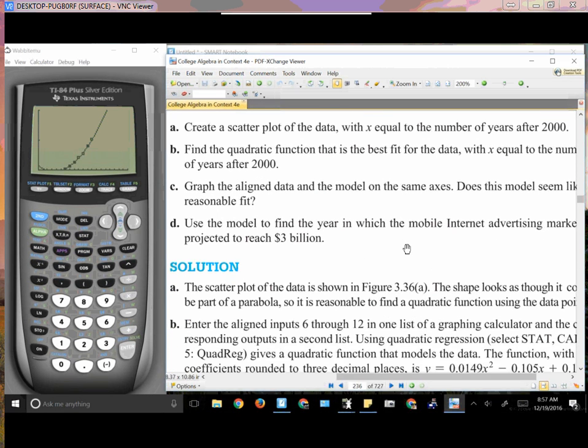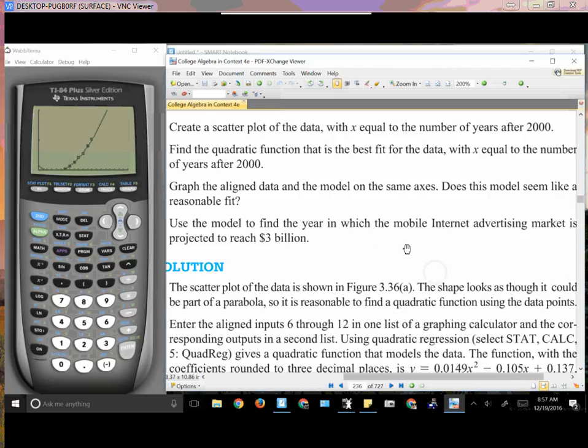Now it says graph the aligned data. Yeah, seems a reasonable fit. Now it says use the model to find the year in which the mobile advertising market is projected to reach 3 billion. Now when I set my window, I only set my window as a max of 2. So I'm going to have to move this out here, and I'm going to put my window here at a max of 4. Graph it.